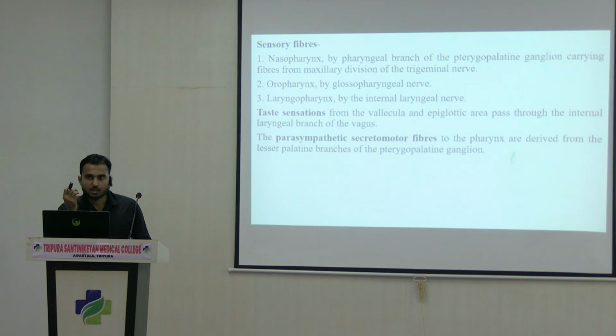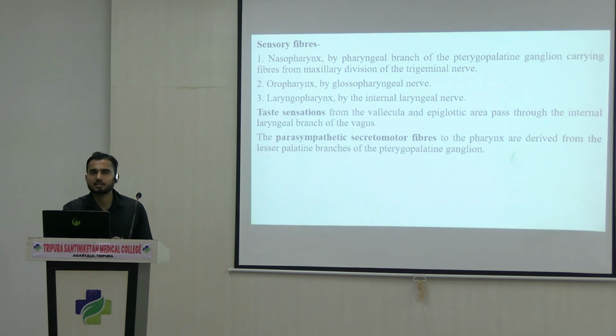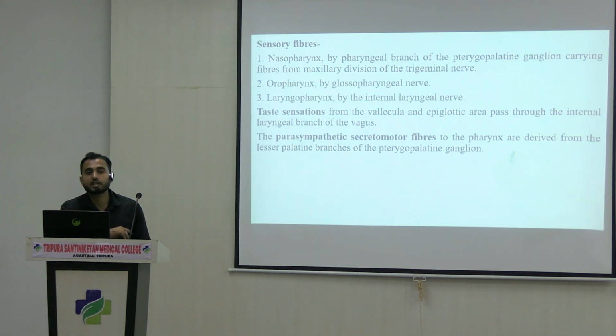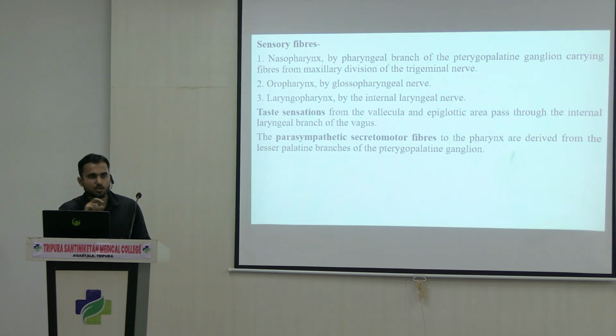Any secretomotor fibers, in most of the cases, the origin will be from the superior salivatory nucleus. From there, the fibers for the pharynx, how are they coming? They are coming through the nerve of the pterygoid canal, and then they will relay in the pterygopalatine ganglion. That is the preganglionic part. From the pterygopalatine ganglion, the fibers which are coming out will be the postganglionic fibers. So these are very small branches.